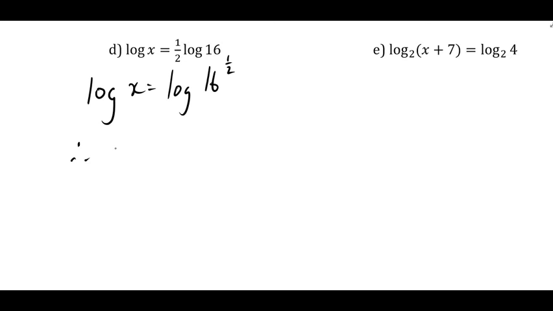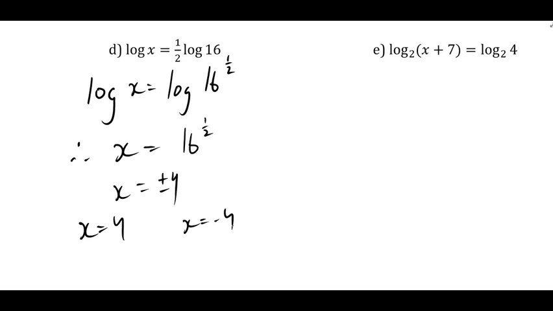So we say, therefore, x equals 16 to the 1/2. And what is 16 to the 1/2? This is the square root of 16, which is 4. Plus or minus 4, except again, we can't take the log of a negative number. So we would have to split that up: x equals negative 4 is inadmissible.